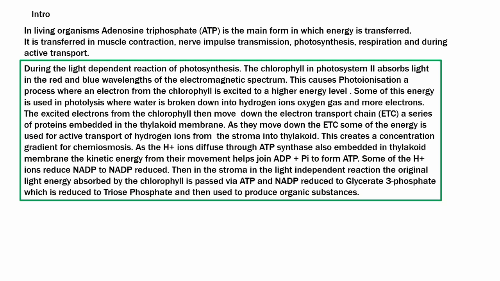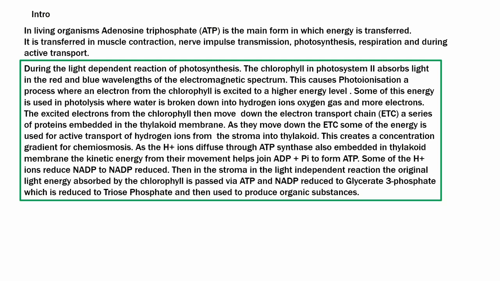That's the ETC. Okay, some of that energy is used for the active transport of hydrogen ions from the stroma into the thylakoid. This creates a concentration gradient for chemiosmosis. As the hydrogen ions diffuse through ATP synthase or ATPase, also embedded in the thylakoid membrane, the kinetic energy from the movement helps join ADP to Pi to form ATP. So some of that original sunlight energy is now in the bonds of ATP. Some of the hydrogen ions and electrons go on to reduce NADP to NADP reduced.